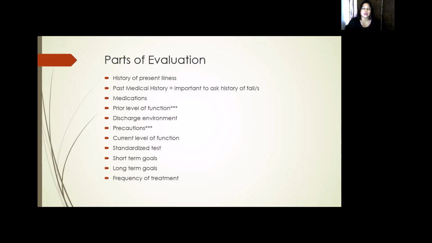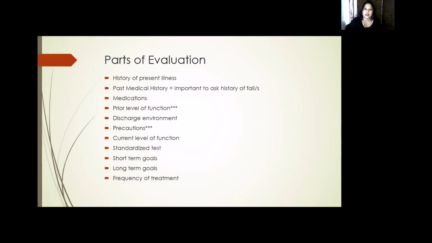Past medical history, you can also find this in the chart, the list of all the comorbidities or the conditions the patients have. And it is also important to ask for the history of fall. So patients who have fallen before have increased risk of falling again. So, did you have a fall within the past 12 months? It's a good question to ask. Medications can also be found in the chart. And 4 or more medications, we call that polypharmacy. And that is also related to increased risk of falling if the patient's taking so many medications.